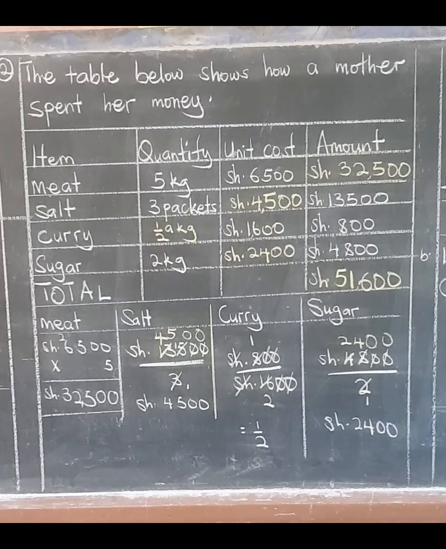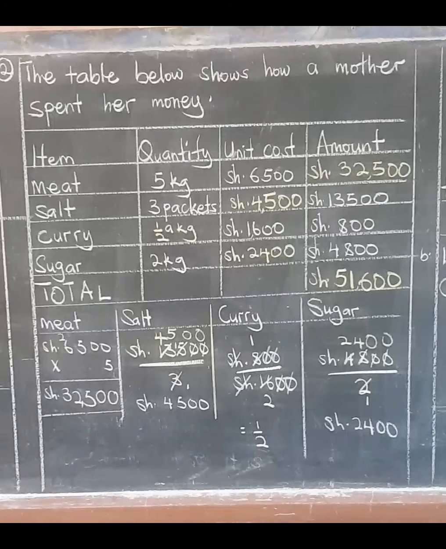Then when we go to the sugar, we were given the amount, we have the quantity, but we don't have the unit cost. And remember, children, unit cost is equal to amount divided by quantity. Therefore, get 4,800 shillings divided by 2. 4,800 divided by 2 will give us 2,400 shillings.